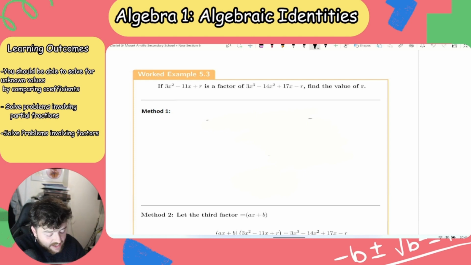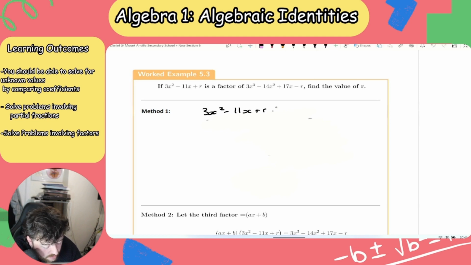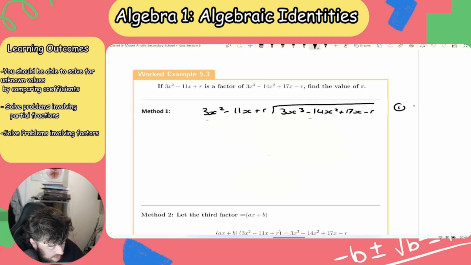So if this is a factor of this, that means when I divide it in, I should get 0, right? So I should get that it divides in perfectly. So I'm going to have 3x squared minus 11x plus k, dividing that into 3x cubed minus 14x squared plus 17x minus k. So my first thing is 3x cubed divided by 3x squared is equal to x. So put that on top.